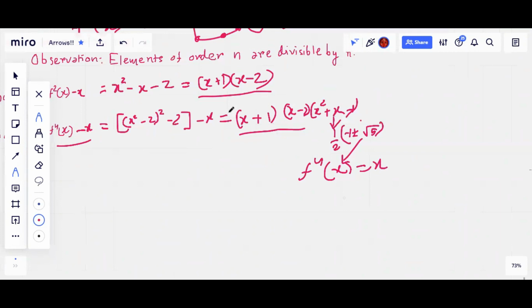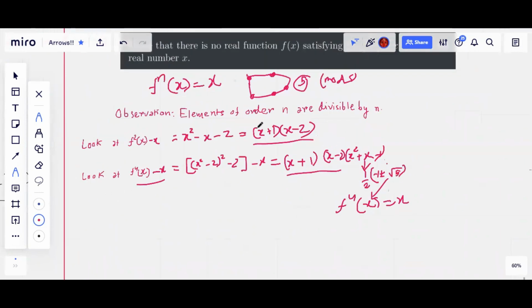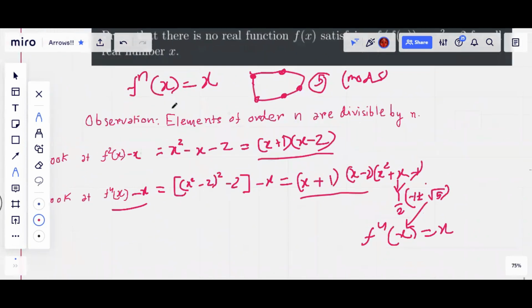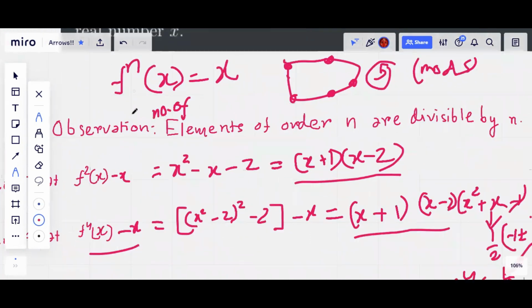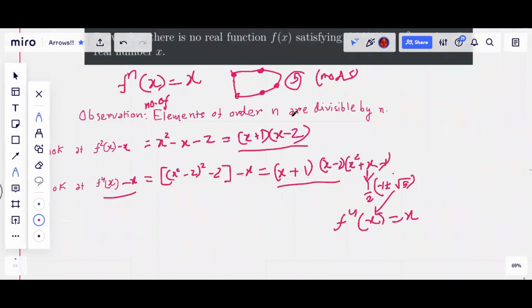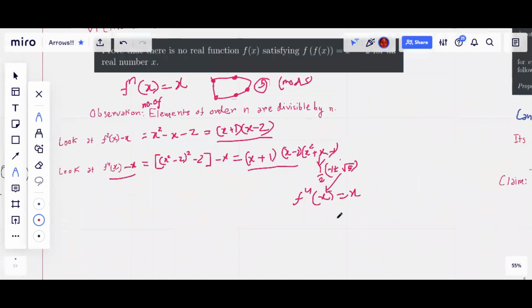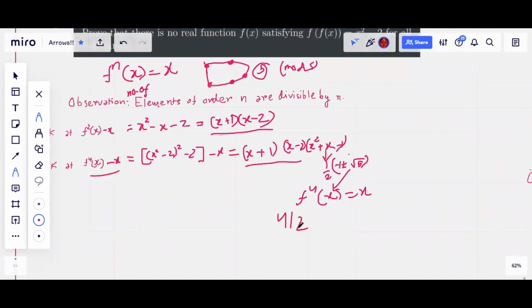But our observation was that, actually, it should be the number of elements of order n. Sorry. So the number of elements of order n is divisible by n. But we have only two elements here. So this says that 4 must divide 2, which is really bizarre. And this is a contradiction. So we are done.